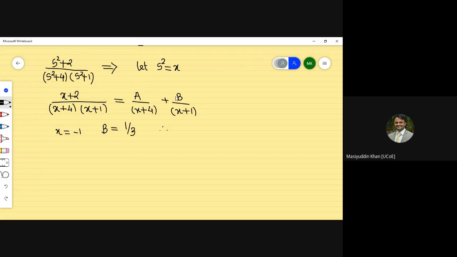Similarly, if I have to make b 0, so b into this part. If I substitute x equal to -4 here, so -4 plus 4 is 0, and 0 into anything will be 0. -4 plus 1 will be -3, -3 into a becomes -3a, -3 plus 2 will become -1. So a is also equal to 1 by 3. Hope I'm clear with this part.